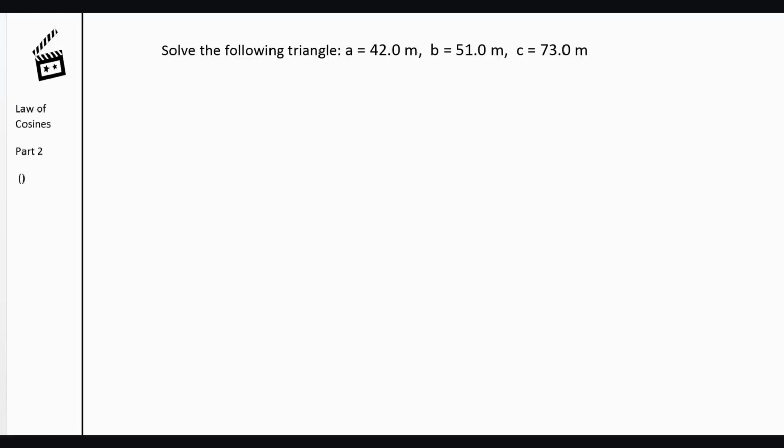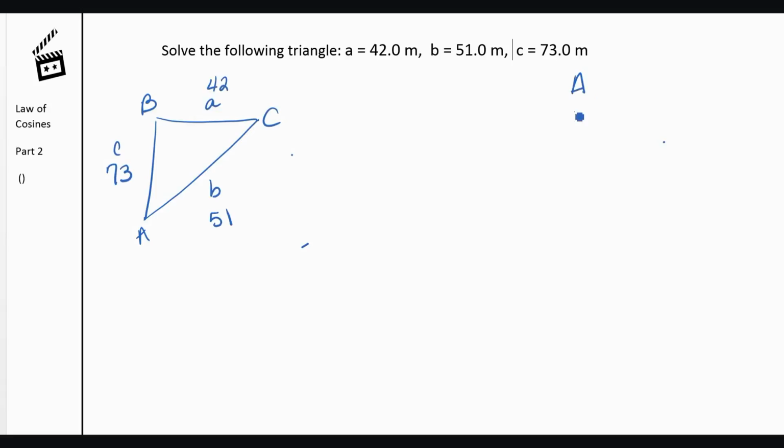Okay, so we're going to use the law of cosines to solve some more triangles. This says solve the following triangles. Capital A is 42 meters, B is 51 meters, and C is 73 meters. So we're going to set up A, B, C: little a, which is 42, little b, which is 51, and little c is 73. So obviously we need to find the angles A, B, and C.